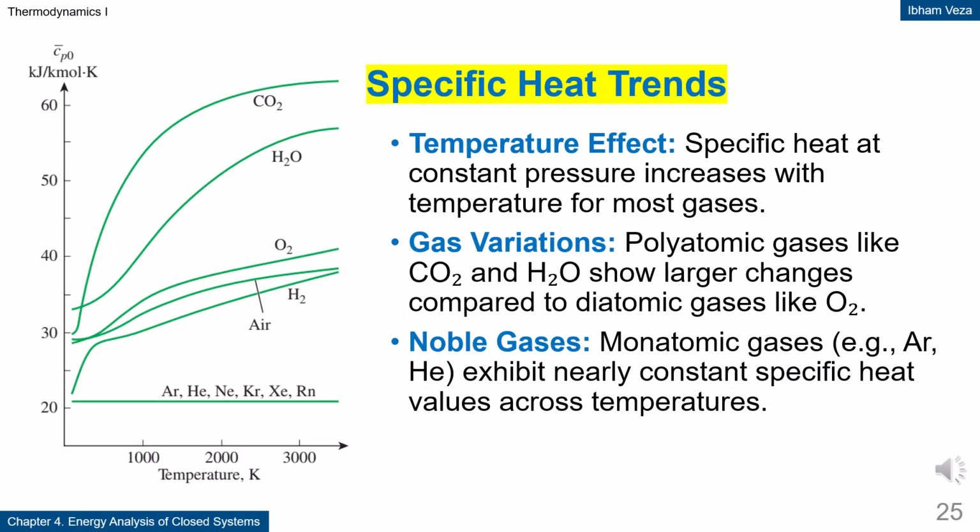Specific heat trends. In general, the specific heat at constant pressure increases with increasing temperature. Polyatomic gases, such as CO2 and H2O, show much larger variations. In contrast, monoatomic gases, such as argon and helium, have nearly constant values. This difference is related to molecular structure and internal energy modes. This graph helps in understanding the thermal behavior of different types of gases.